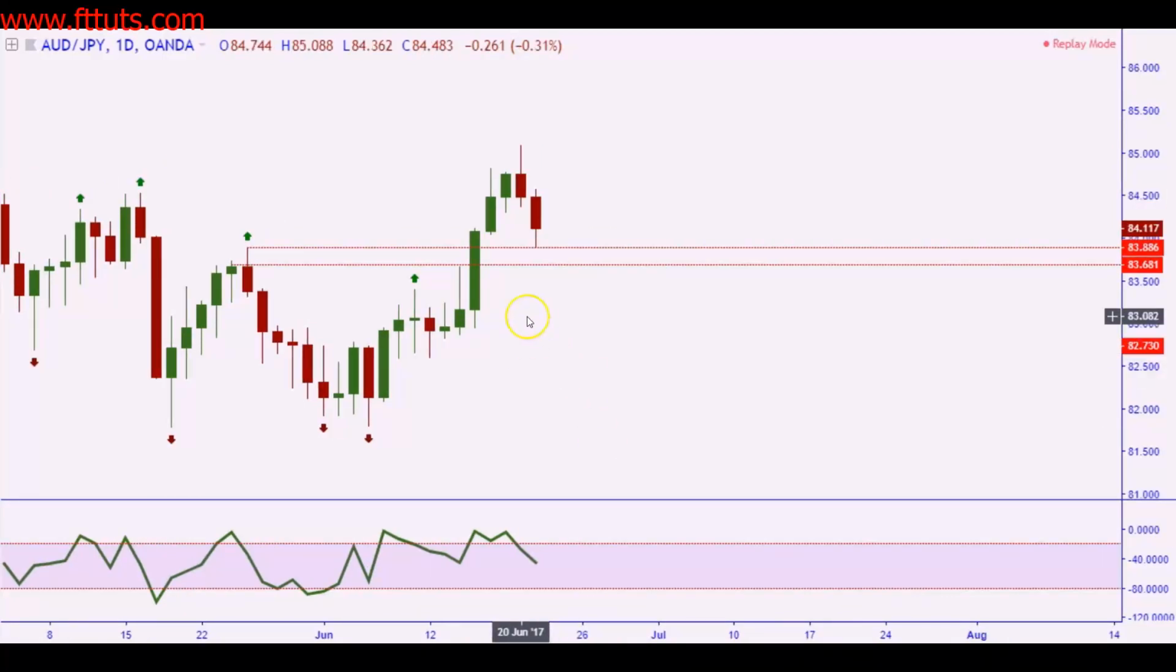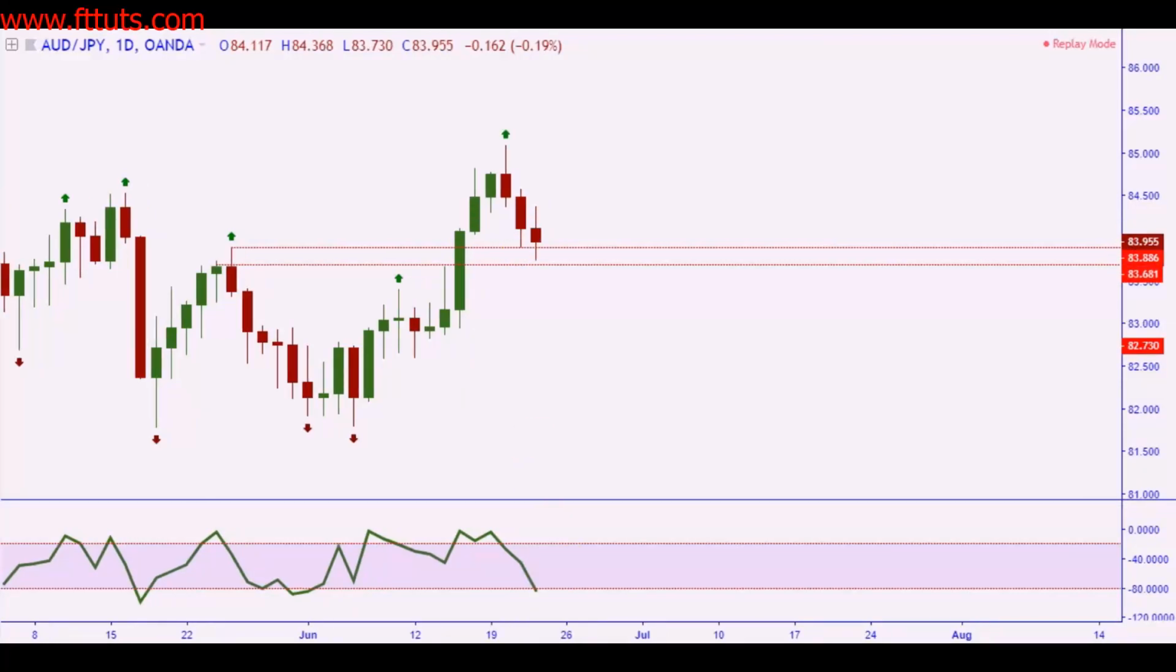Now right here is where we want to start paying attention. All right, so now we're at the negative 80 level. You don't do anything yet.